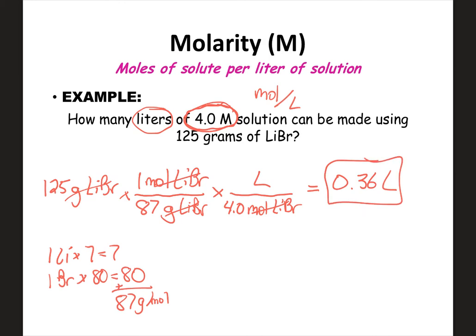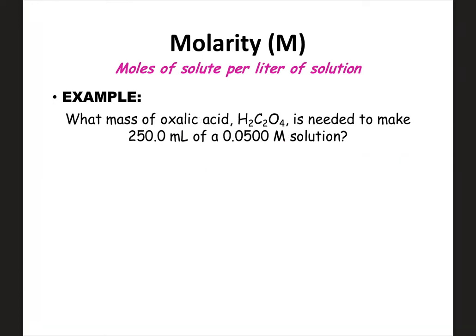So that's just kind of a different variation here of a molarity problem where you're using the molarity and not solving for the molarity. This problem wants to know what mass of oxalic acid, and they gave you the formula of oxalic acid, is needed to make 250 milliliters of a 0.0500 molar solution.